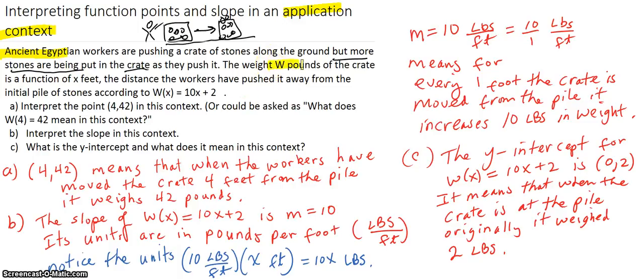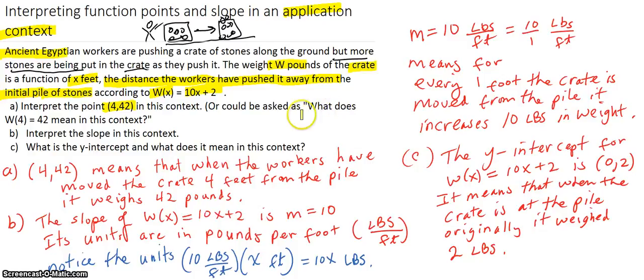The weight W pounds of the crate is a function of x feet, which was the distance the workers have pushed it away from the initial pile of stones. And it's according to W of x equals 10x plus 2. So interpret the point (4, 42) in this context.